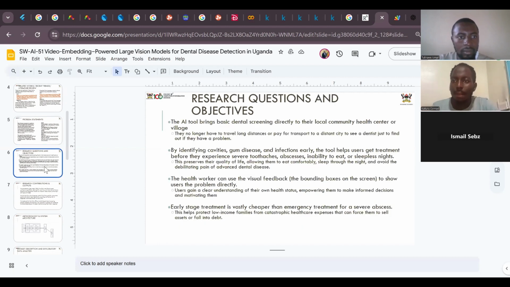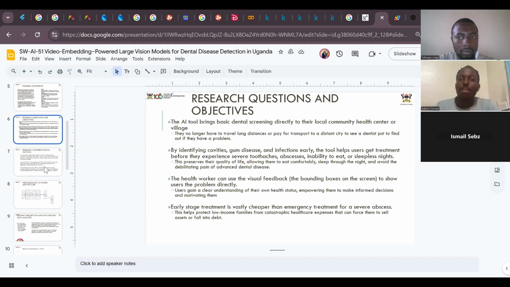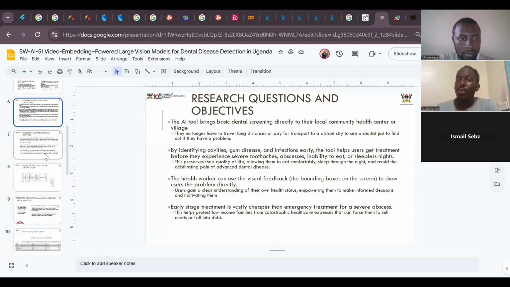Next slide. So the objective of this research is to bring this tool closer to the local communities. If you're able to bring it to an edge device, people in villages can access it and make better dental health decisions. Basically, you start seeing white teeth.